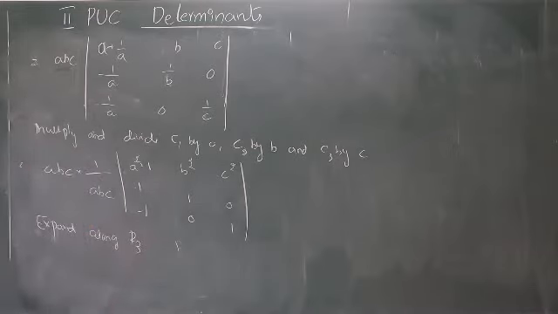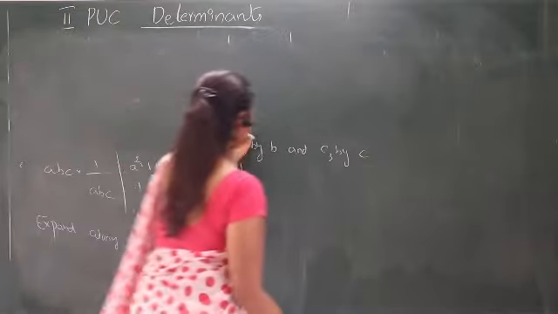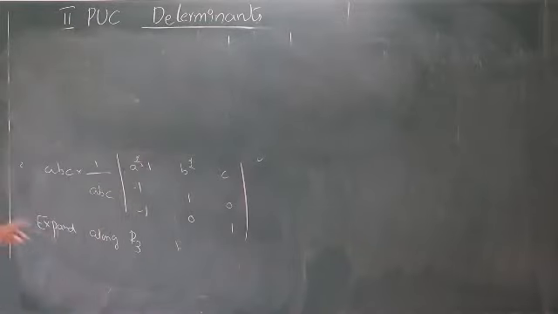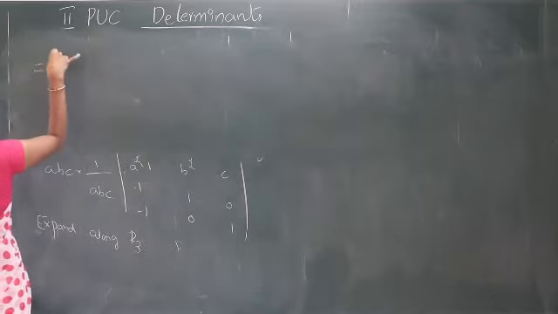Along R3. So if I expand along R3, what do we get now? ABC and ABC can be cancelled here. So expansion along R3, this will be equal to R3, means last one, minus 1.